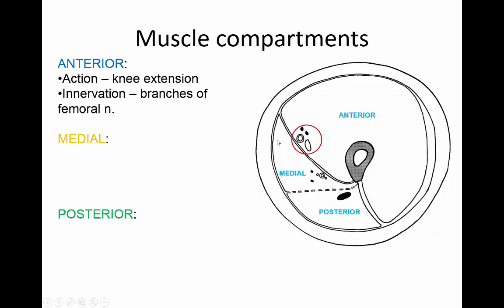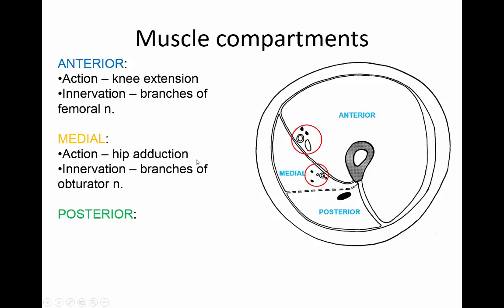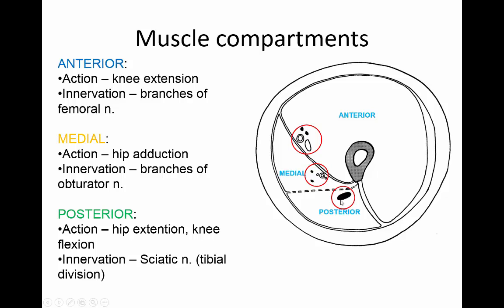So again, anterior: knee extension, femoral nerve, femoral artery, femoral vein. Medially, these are hip adductors. They have branches of the obturator nerve, anterior and posterior. We have an obturator artery and its vena comitantes, or accompanying veins. Posteriorly, we have many of these muscles causing hip extension and knee flexion, innervated by the sciatic nerve, tibial division. They'll also have a similar arterial supply, that profunda femoris artery and its vena comitantes.